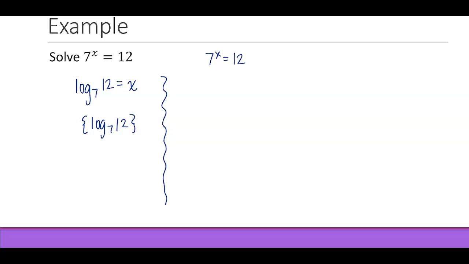The other way I could have thought about getting that x out of the exponent is by taking log base 7 of both sides. Log base 7 of 7 to the x and log base 7 of 12, because log base 7 of 7 to the x will cancel and just give me x by my properties of logs. So there we have, again, the same answer, right? Log base 7 of 12.